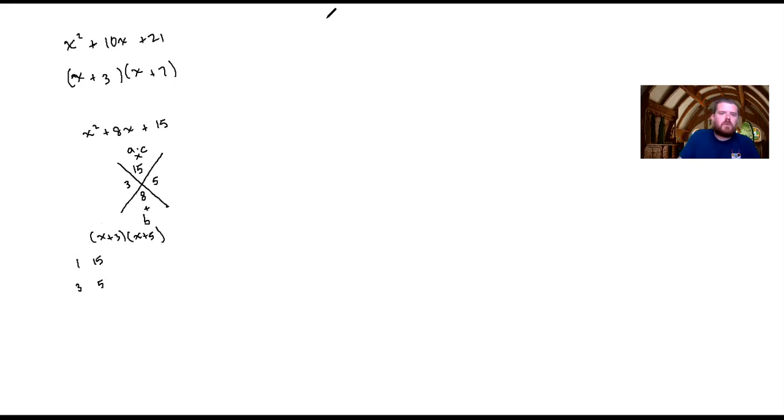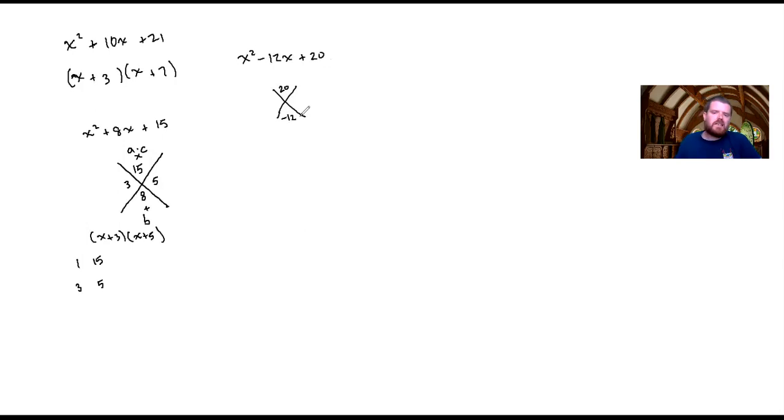So I'm going to have a few more examples here. x squared minus 12x plus 20. So I write my product sum puzzle. I'm looking for the numbers that multiply to get 20 that add up to negative 12.